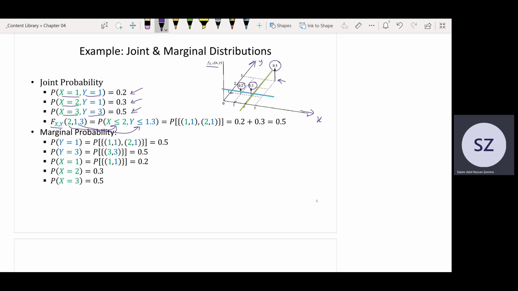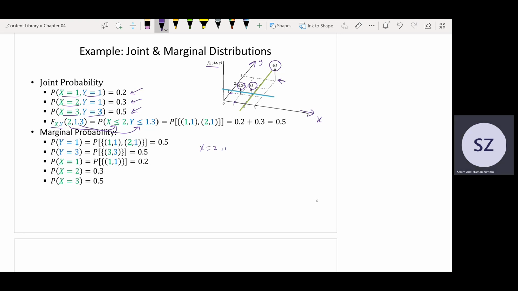We go to the events. What is the corresponding event? X is less than or equal to 2? 2 or 1. So basically, this means that in X, you have X equal 2 or 1, right?